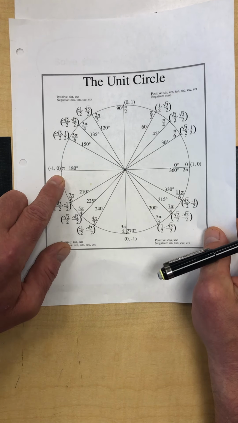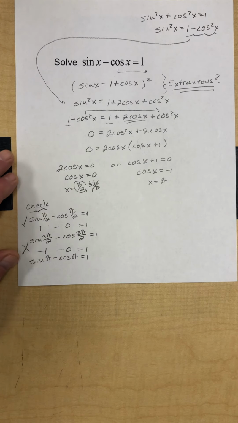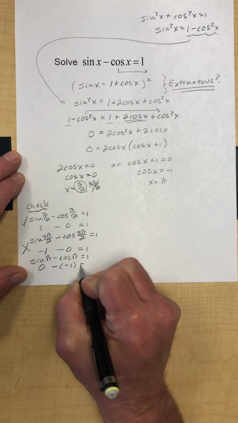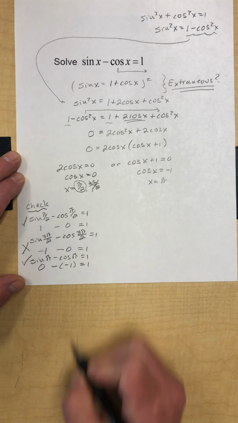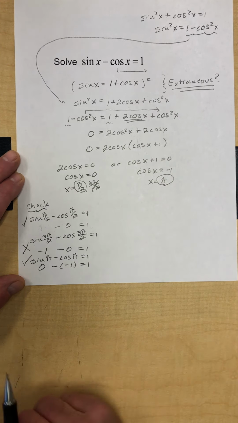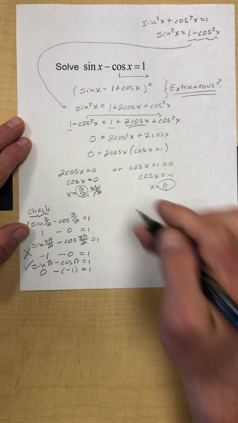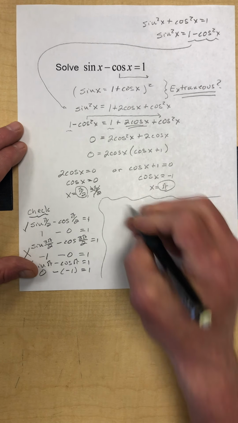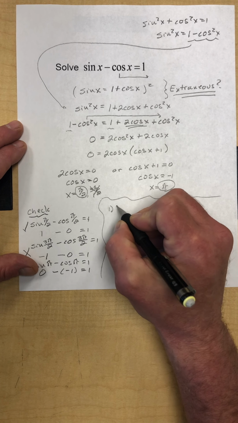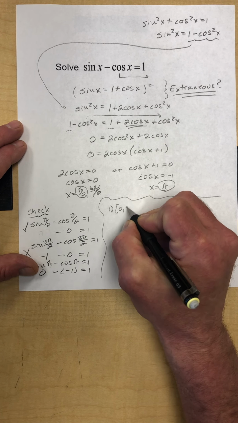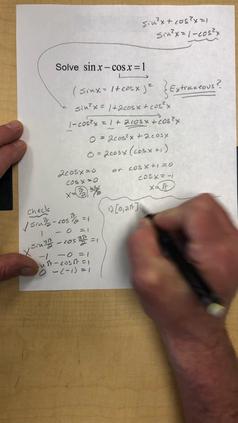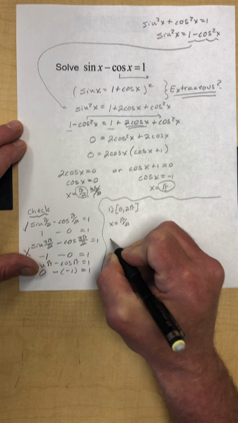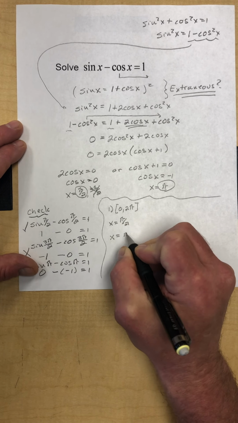So sine of pi is 0, and cosine of pi is -1. So I get 0 minus a -1 equals 1, and that is a yes. So that guy works. So those are your 2 solutions. Okay, so once again, if we solve on the interval from 0 to 2 pi, I'm going to get x equals pi over 2, and I'm going to get x equals pi.